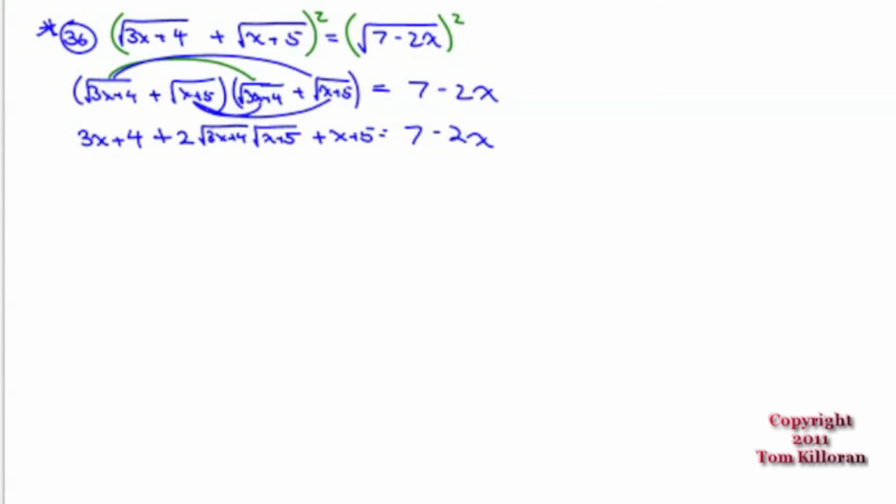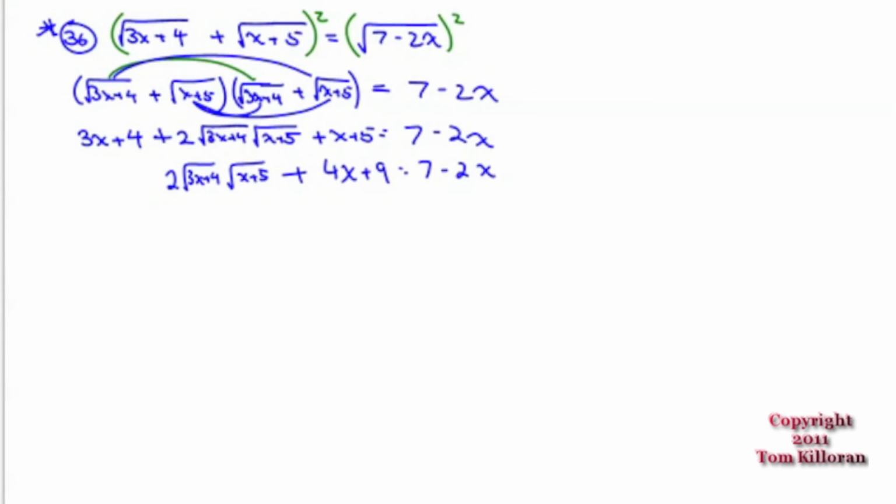Isolate the radicals. In this case, I would combine like terms because it's a little messy. So 3x plus x, 4x. Put that way down there. And then we have this 4 and a 5, plus 9. Leave the other side alone. And then copy down what's left: 2 square root of 3x plus 4 square root of x plus 5, and that's added on to 4x plus 9.